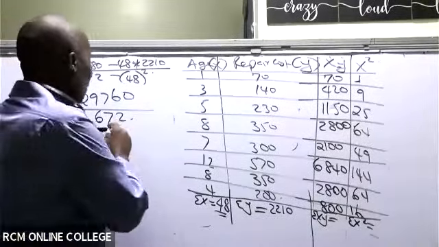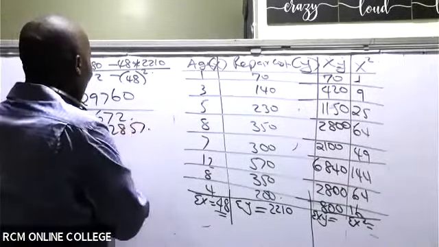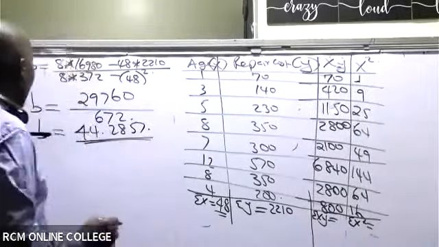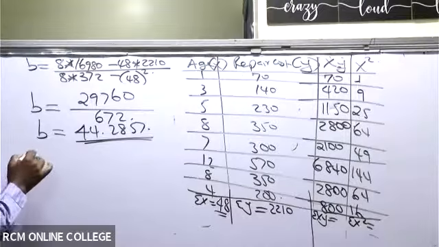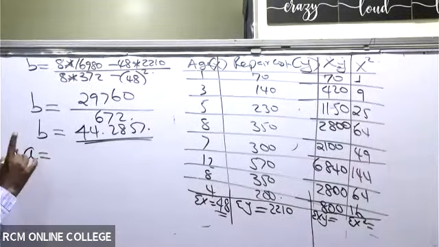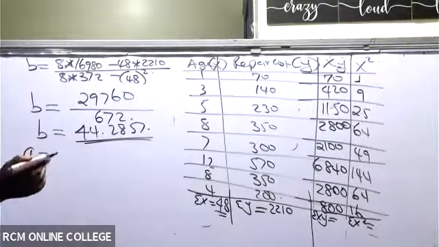44.2857. So this is the value of B. And once you now get the value of B, getting A is as easy as a walk in the park.